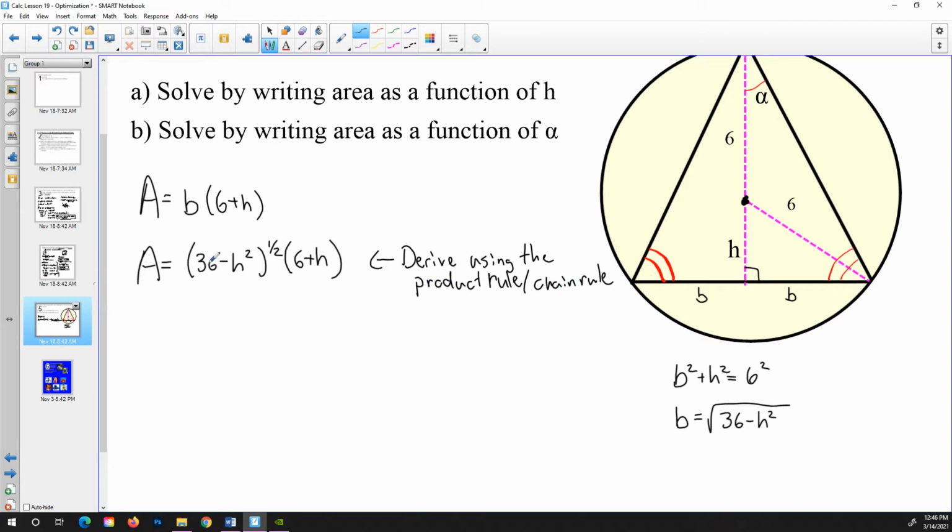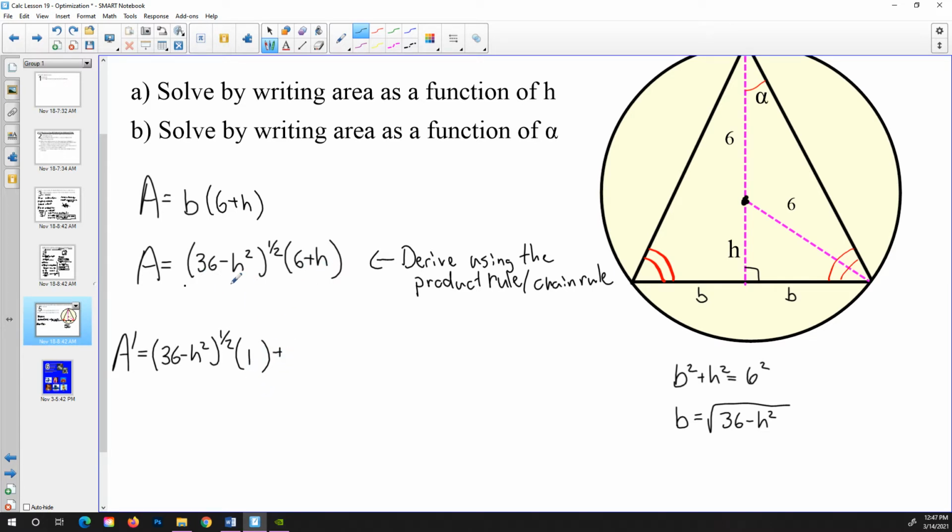I've got a product between 36 minus h squared to the 1/2 times 6 plus h, and then I have a chain in this first function. So A prime is going to equal, I'm going to leave this first function alone, and so it'll be 36 minus h squared to the 1/2. And then times the derivative of the second. Well, the derivative of 6 plus h is easy, it's just 1.